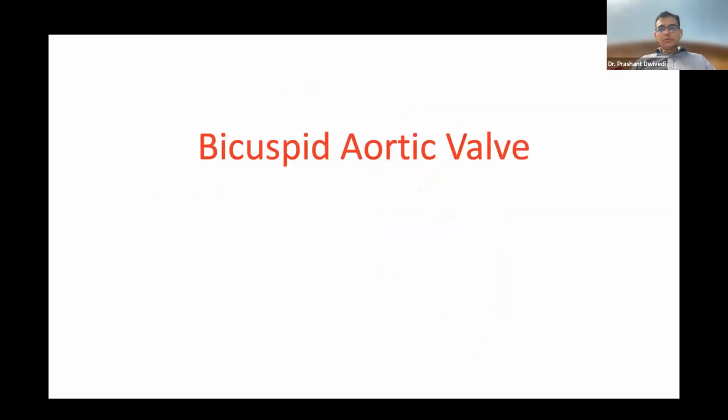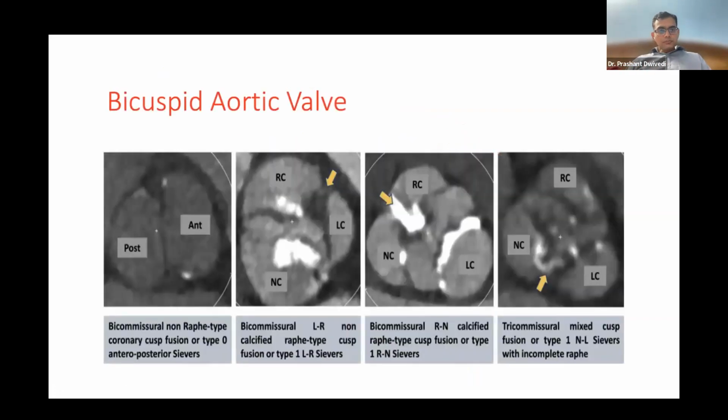Then a few points about the bicuspid aortic valve. We all know about the bicuspid aortic valve. There are different types of bicuspid aortic valve: type 0, type 1A, type 1B, then type 2. But from the intervention point of view, rather than the type, we are more concerned about whether it's a bicommissural valve or a tricommissural valve. Second thing, whether a raphe is present or not. Third thing, whether the raphe is calcified or not.